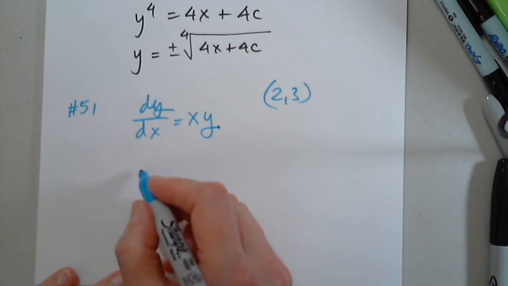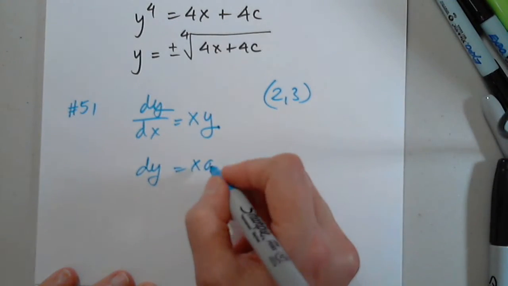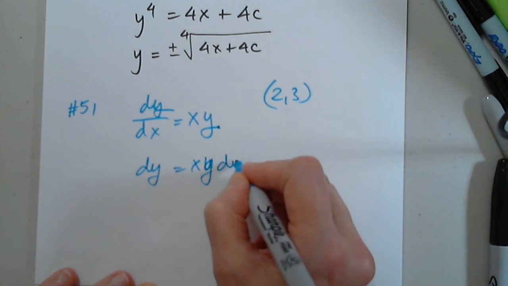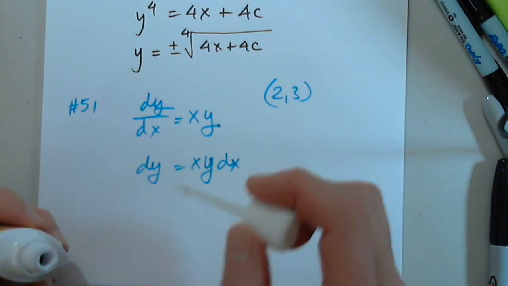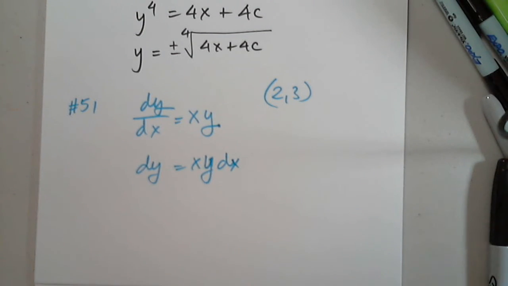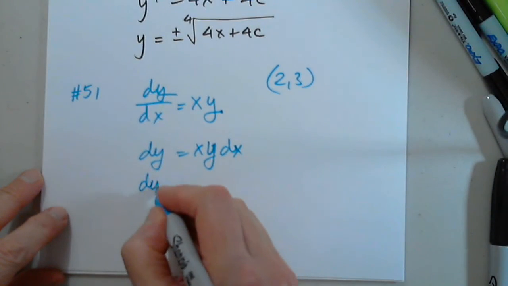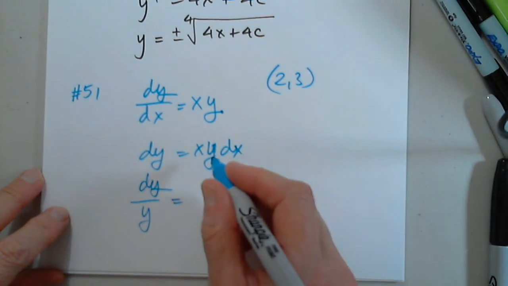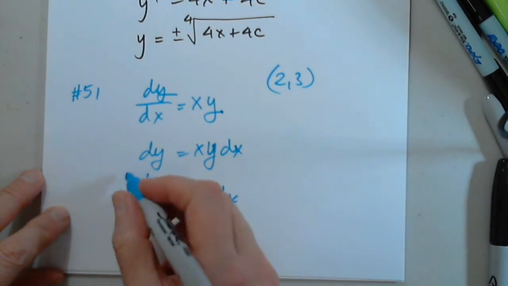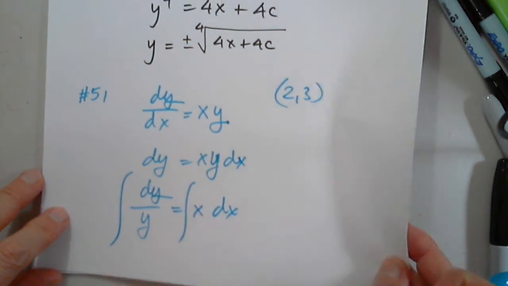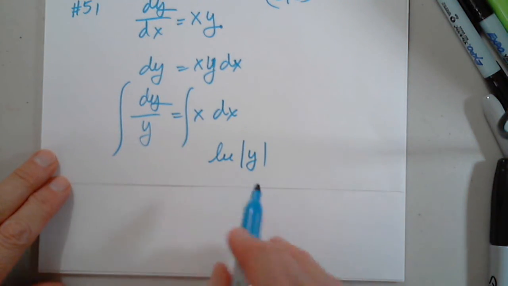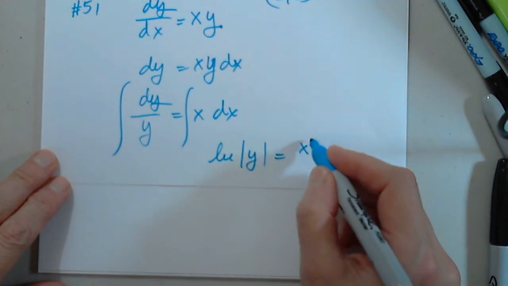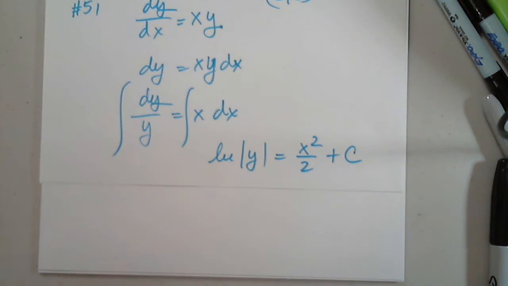Cross multiply, or multiply by dx first. And y does not belong on that side, so what do I need to do? Divide both sides by y. Yes, very good. No problem. So we integrate now. Let's see what we get. Again, our best friend, natural log of the absolute value of y equals x squared over 2 plus a constant c.